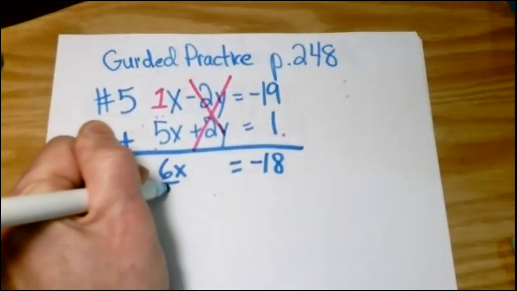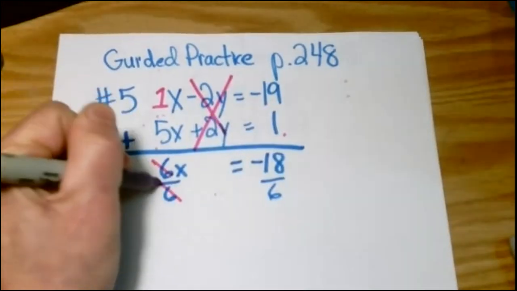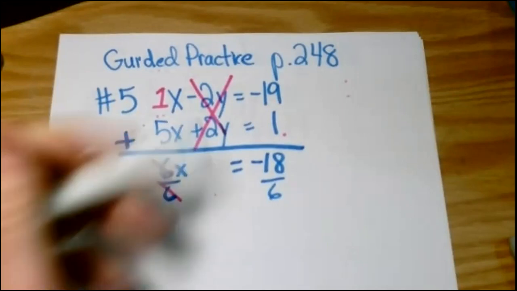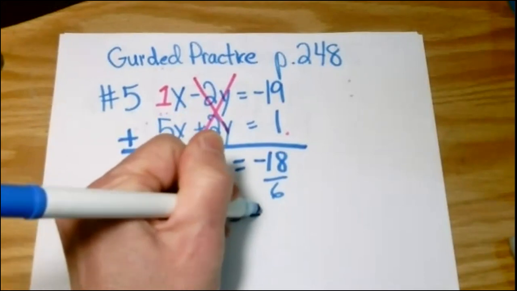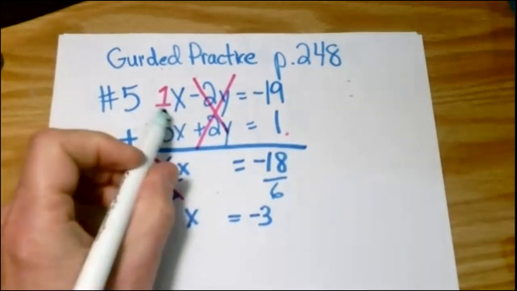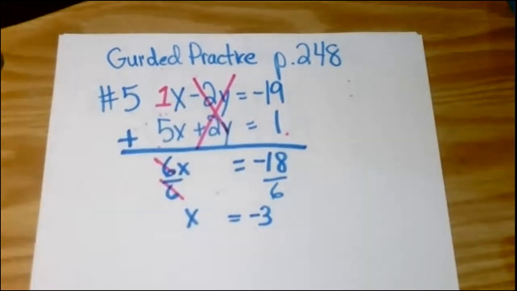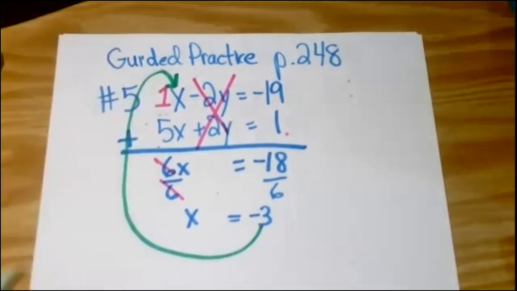You're going to divide both sides by 6. You're going to cross off your 6's. You're going to be left with x equals -18 divided by 6, which is going to give you a -3. That is our x value. We are then going to take that x value and plug it back into one of these two equations. Pick the easier one. I think -3 getting put back into this equation is a little easier because I don't have to multiply by a 5.